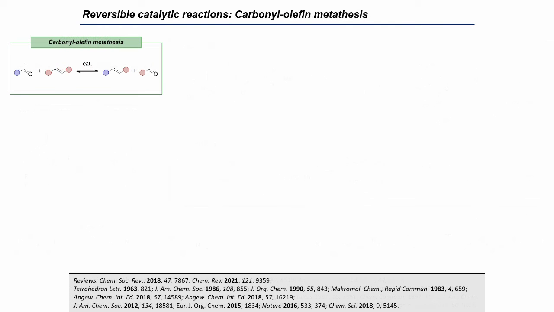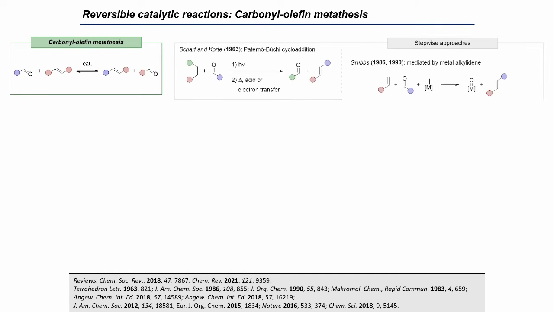Related to the olefin metathesis reaction, the carbonyl-alkene metathesis enables the interchange of a C=O double bond and a C=C double bond. The earliest strategies to facilitate this transformation relied on stepwise approaches. In 1963, Scharf and Korte developed a Paterno-Büchi reaction to access an intermediate oxetane, which was then fragmented under thermal, acidic, or electron transfer conditions to yield the carbonyl-olefin metathesis products.